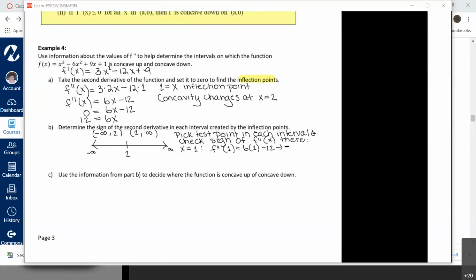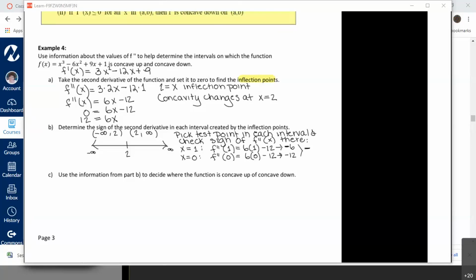Here was the other, f double prime of 0. 6 times 0 minus 12. This first answer was negative 6. This second answer is negative 12. It doesn't matter, they're both negative. So whatever point you pick in that first interval, you're going to get a negative value. How about a point in the other interval?